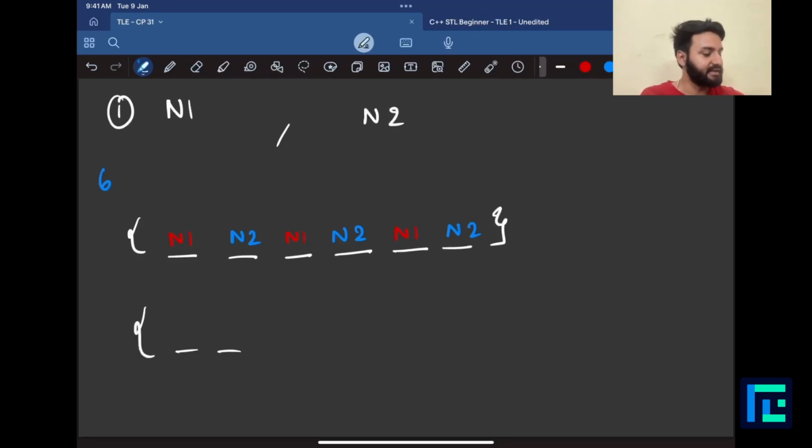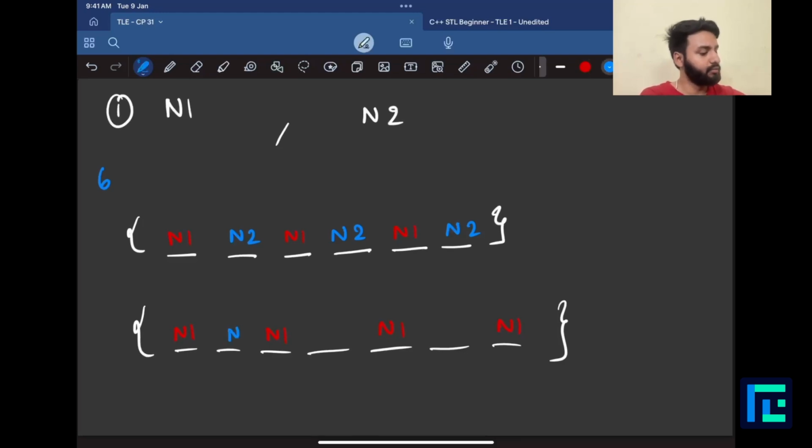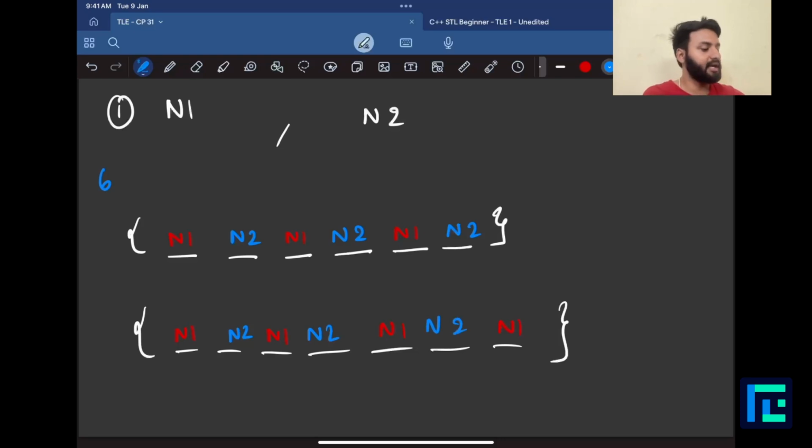I will have, let's say, 7 positions. So this is 1, 2, 3, 4, 5, 6, 7. Now what do I want? I want something that looks like this. Maybe I have n1, n1, n1, n1 over here, and maybe I have n2, n2, n2 over here. Or in the same scenario, I can have something like this also, by the way, if I have 7 positions, 4, 5, 6, 7.